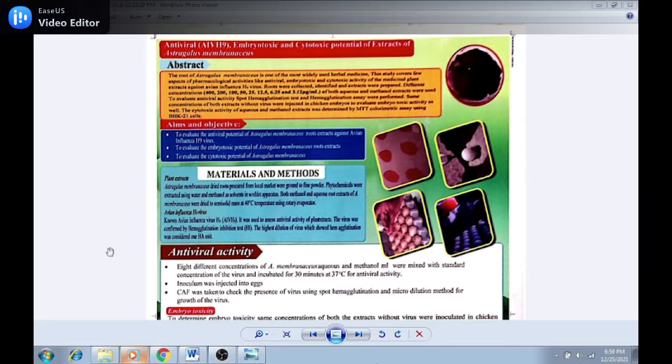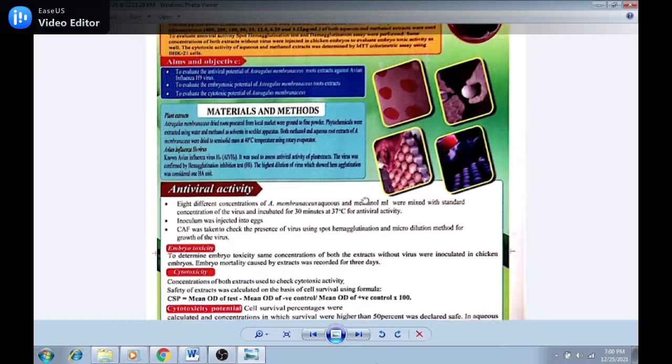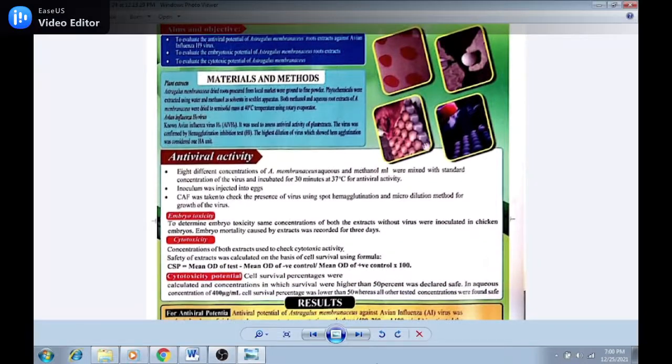For the antiviral activity, I took the virus, which is avian influenza H9 virus, from the UAS. For its antiviral activity, 8 different concentrations of the plant extracts, aqueous extracts, were mixed with a standard concentration of the virus and incubated for 30 minutes at 37 degrees centigrade.